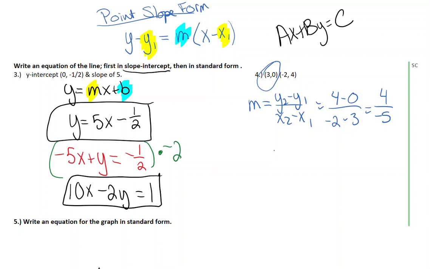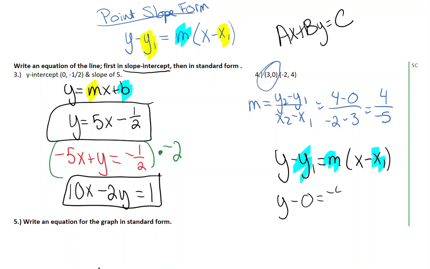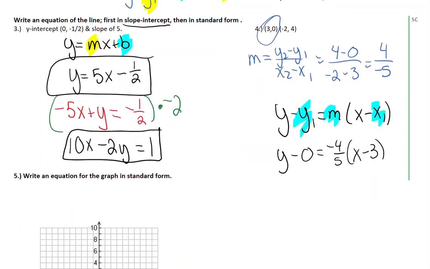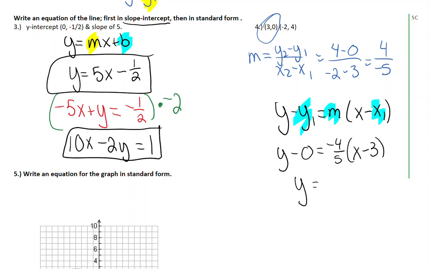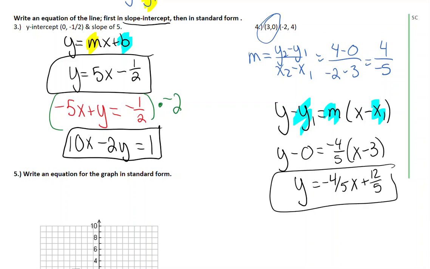And now I'm going to use that point-slope form, and I'm going to plug in where the slope is and also where that point is. So we're going to get y minus 0 equals -4/5 times the quantity x minus 3. Okay, and then I'm going to distribute. y equals -4/5 x plus 12/5. And so this is slope-intercept form.